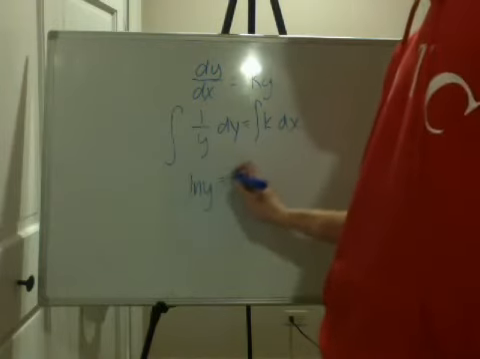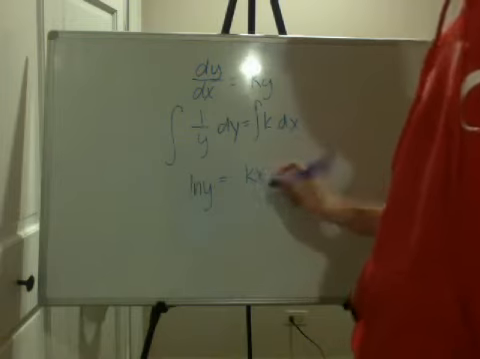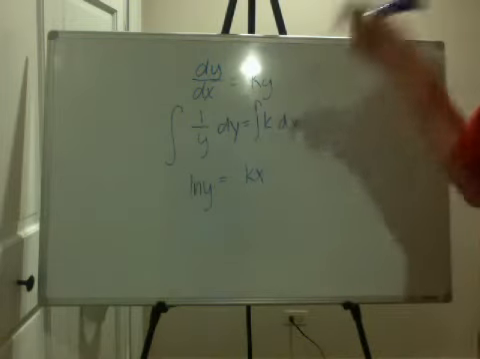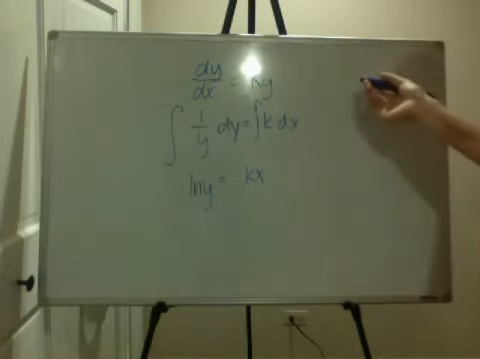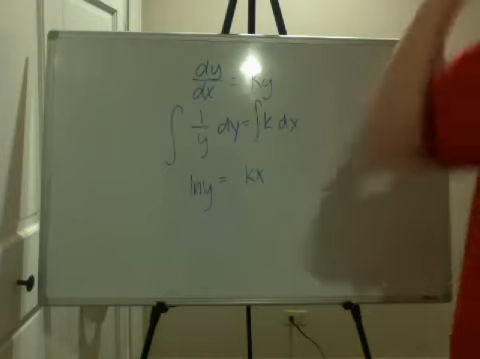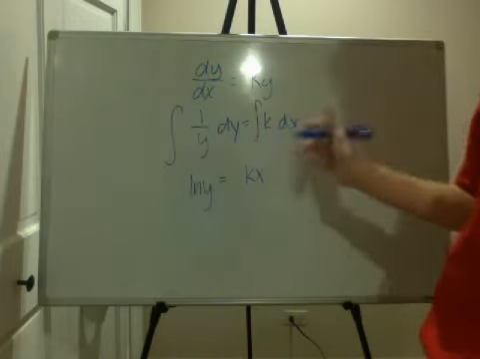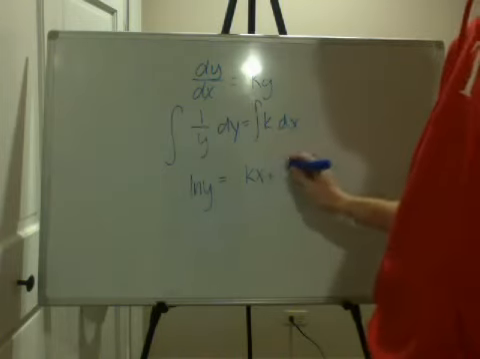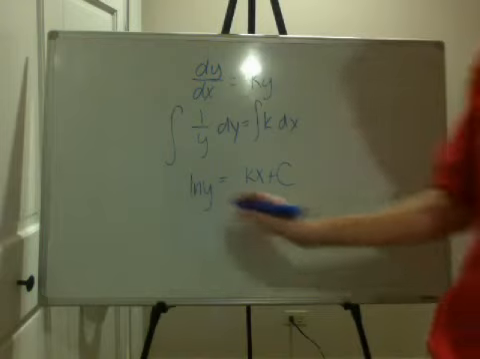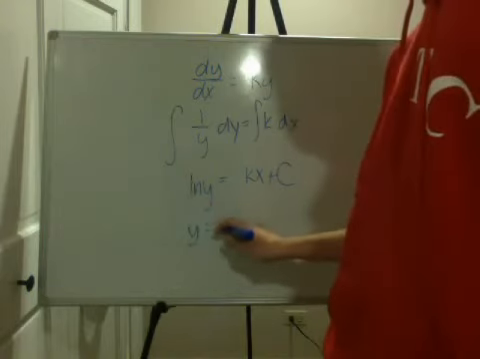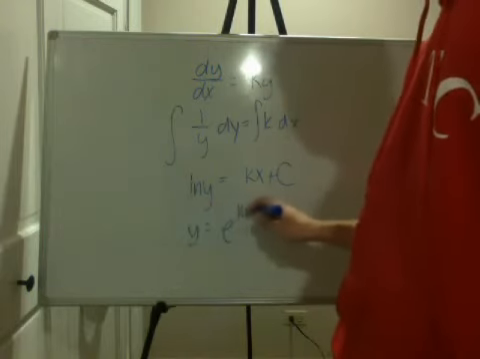And this equals kx, because k is just some number. For example, if it was 3 dx, the antiderivative of 3 would be 3x. So the antiderivative of k is just kx, so it would be kx and then plus c. Therefore, y equals e to the kx plus c.